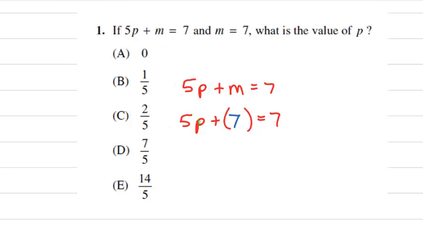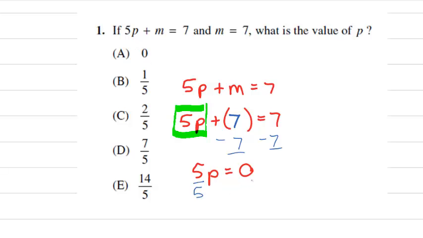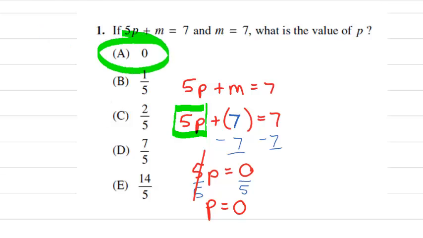So right now p is in this group. We need to get that group by itself before we can go ahead and divide by 5 to get p by itself. So we can subtract 7 from both sides. 5p equals 7 minus 7, which is 0. Now we need to get p by itself, so we can divide by 5 on both sides. And p is equal to 0 over 5, which is just 0. So choice A would be correct there.